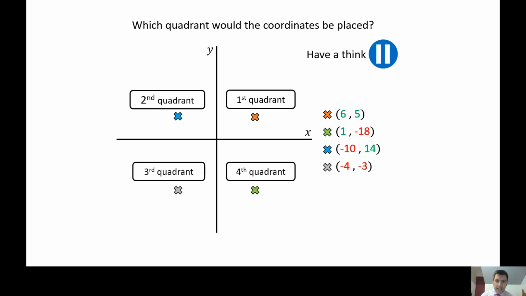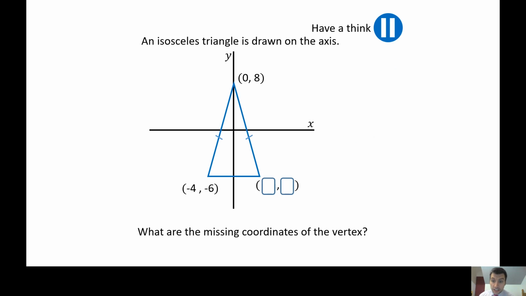Looking through now again, you can see where the orange was. You can see the negative for the green shows that the green would be in the 4th quadrant, the negative along that y-axis. The negative along the x-axis for the blue tells us it's going to be in the 2nd quadrant, and finally the 2 negatives for the grey tell us that's going to be in the 3rd quadrant, sorry. Okay, so looking around here, we've got an isosceles triangle.